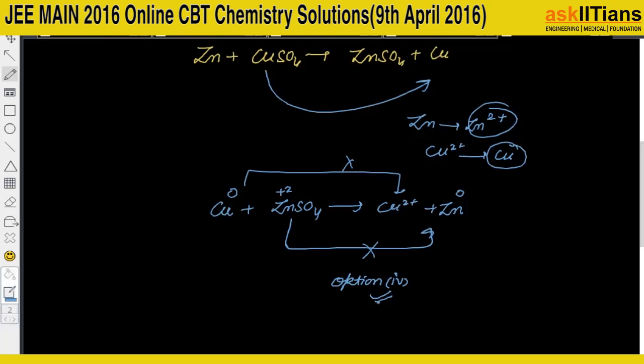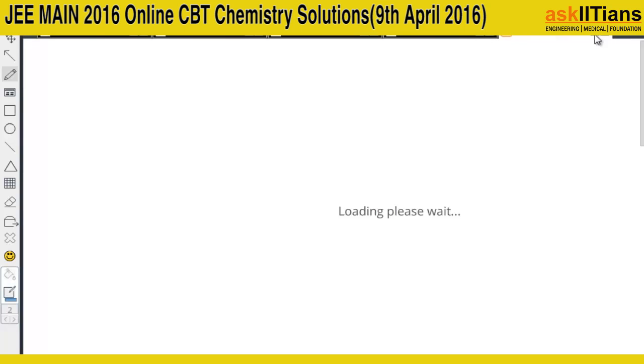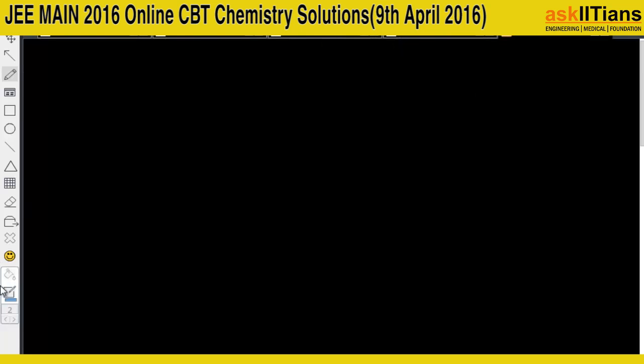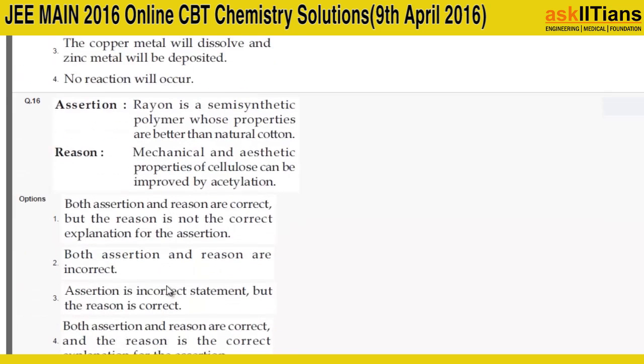Now let us come over to question number 16th in this series. So coming over to question number 16th. And the question says that, so this is a kind of assertion reasoning question. The assertion is, rayon is a semi-synthetic polymer whose properties are better than natural cotton. And the reason is mechanical and aesthetic properties of cellulose can be improved by acetylation.